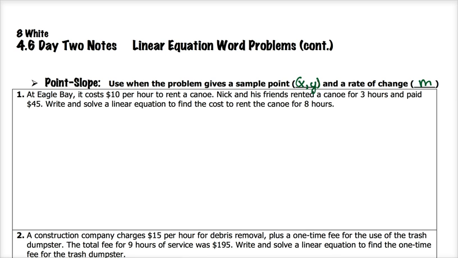So we know we're going to use point-slope form here because we're given a specific amount of time, that would be 3 hours, and a specific dollar amount, $45. Okay, so if I'm letting x be the time or the number of hours, and I'm letting y be the cost, then the point that they've given me is the point (3, 45). Okay, we know for 3 hours it cost $45 to rent the canoe. So this is my point.